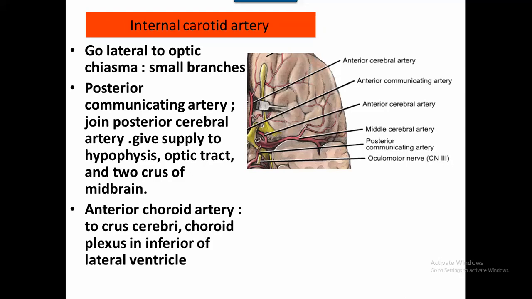And it also gives the anterior choroidal artery to the choroid plexus inside the brain. The anterior choroidal artery goes to the crus cerebri and the choroid plexus. And we said the crus cerebri are the two crura, or arms, which connect between the pons and the two cerebral hemispheres.